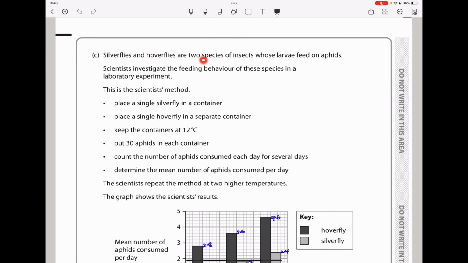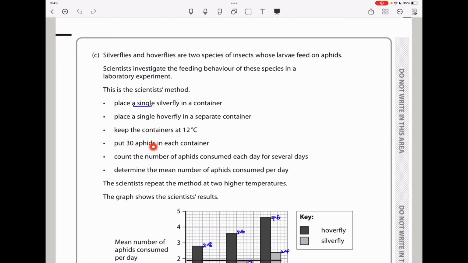Silverflies and hoverflies are 2 species of insects whose larvae feed on aphids. Scientists investigated the feeding behavior of these species in a laboratory experiment. This is the scientist method. They place a single silverfly in a container. Now, this is very important. Remember, single. A single silverfly in a container, and they place a single hoverfly in a separate container, and they keep the containers at 12 degrees.